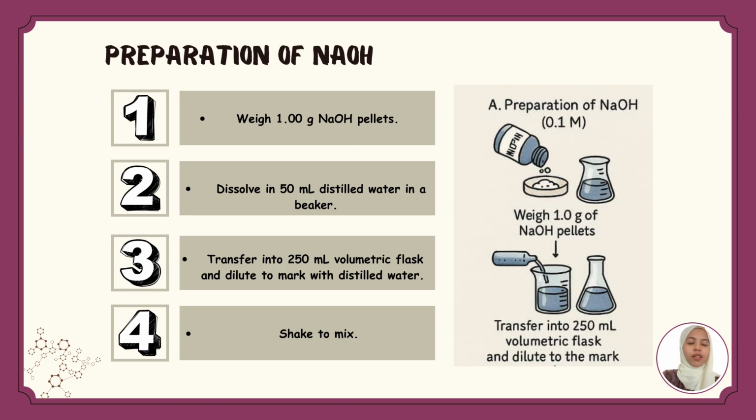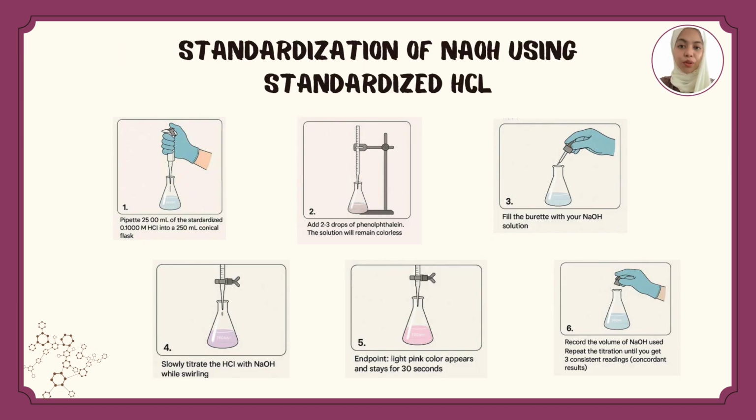And the last step is we must shake to mix it well. Next, we go through the preparation of NaOH. For the first one, pipette 25 ml of the standardized 0.1 mole HCl into a 250 ml conical flask. And then, we add 2 or 3 drops of phenolphthalein; the solution remains colorless.